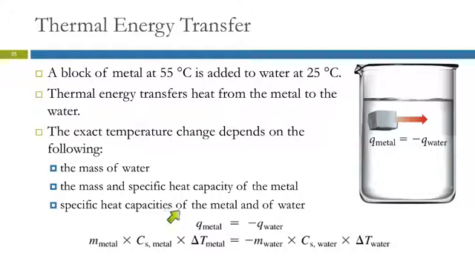So if Q metal is equal to the opposite of Q water, we know that Q metal is equal to the mass of the metal times the specific heat capacity of the metal times the change in temperature for the metal. That must be equal to m c delta T for the water, but change the sign. And so this is how we can measure the transfer of energy, because we can stick a thermometer in here and we can see what the final temperature is. Any questions?